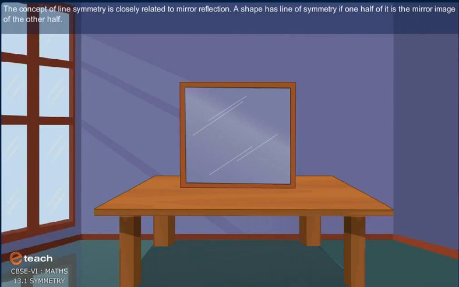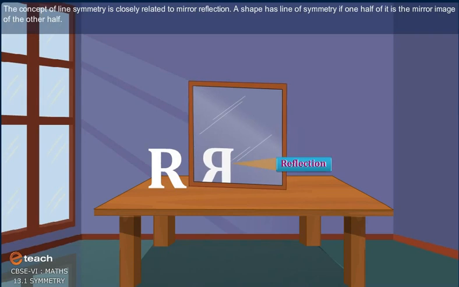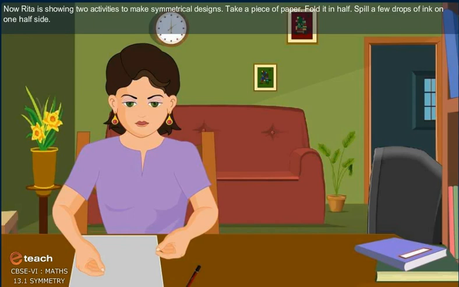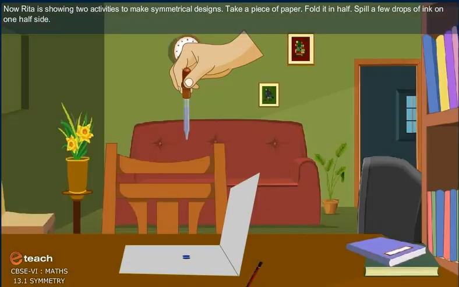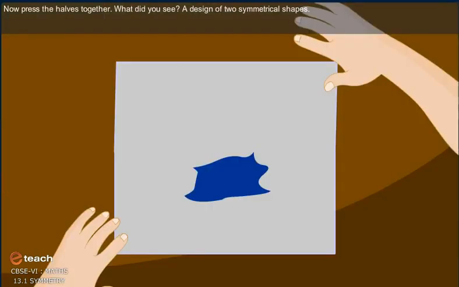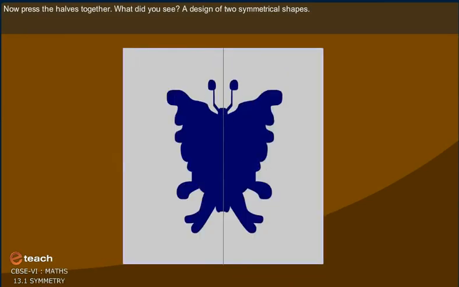The concept of line symmetry is closely related to mirror reflection. A shape has a line of symmetry if one half of it is the mirror image of the other half. Now Rita is showing two activities to make symmetrical designs. Take a piece of paper. Fold it in half. Spill a few drops of ink on one half side. Now press the halves together. What did you see? A design of two symmetrical shapes.